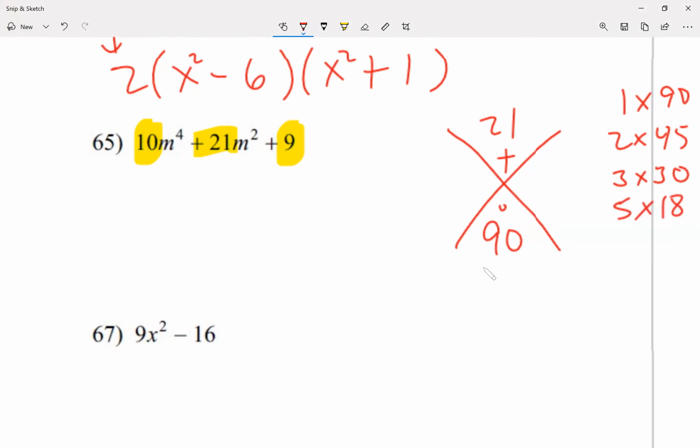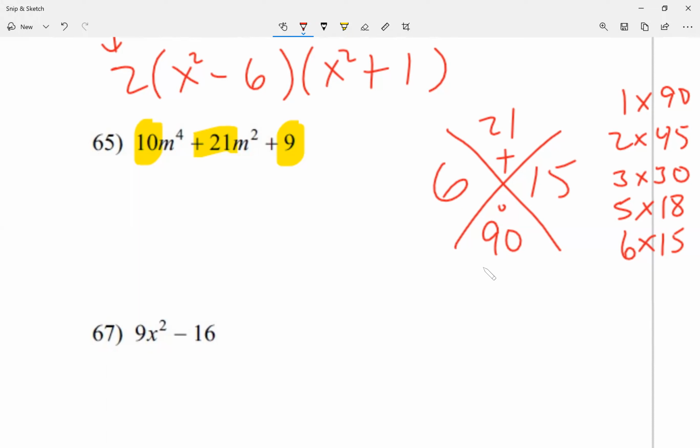Okay, so far none of these numbers add up to 21, right? So then I think, what about 6? 90 divided by 6 is 15. So I know 6 times 15 is 90. 6 plus 15 is 21. That's how I know which two numbers I'm looking for.